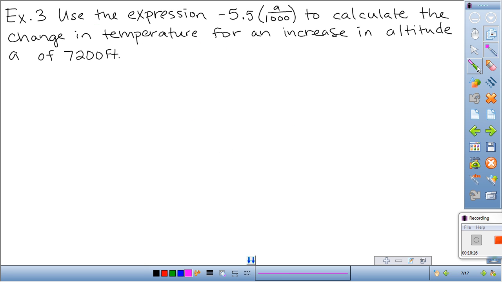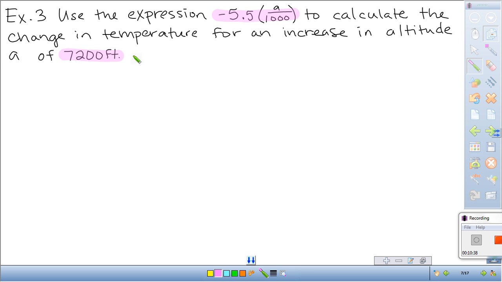Example 3. Use the expression negative 5 5/10 times A divided by 1,000 to calculate the change in temperature for an increase in altitude A. So altitude A is an altitude of 7,200 feet. Remember, these word problems are really very simple. We're really just interested in any equations or expressions they give us and any numbers they give us to plug in. So all I need is negative 5 5/10 times A divided by 1,000.